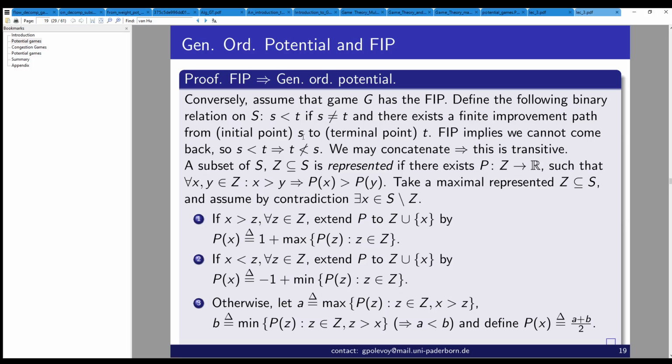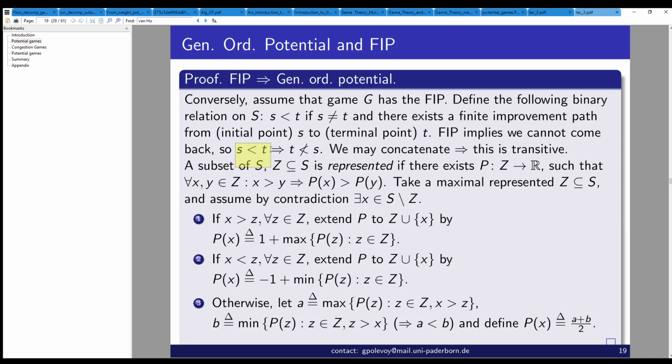We don't get such contradictions. And the concatenation, we always may concatenate finite improvement paths, implies transitivity of the relation we have defined. So we define the relation which is not reflexive, because nobody is smaller than itself by definition. And if one is smaller, then the opposite cannot hold; at most one of the relations holds.